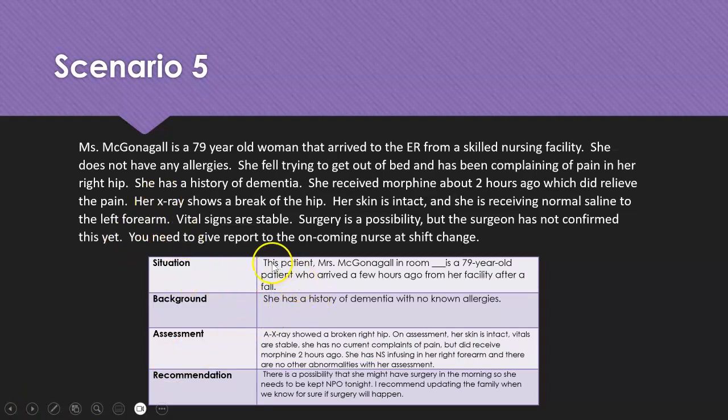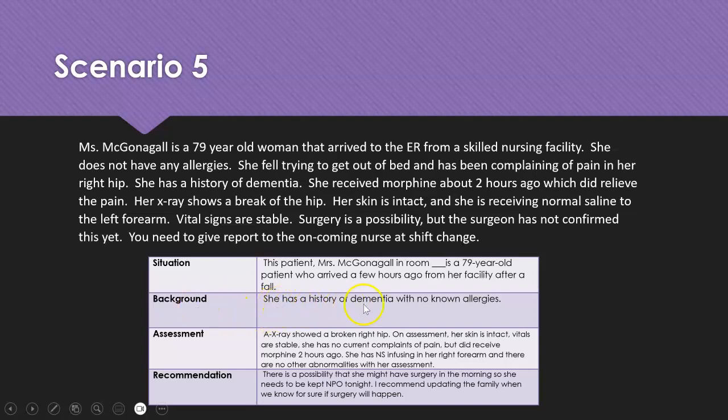Okay, next, this is what you should be reporting to the nurse. This patient, Mrs. McDonald, in room whatever room she's in, is a 79-year-old patient who arrived a few hours ago from her facility after a fall. You're being concise, you're telling them what her situation is. So already they know that she's in a skilled nursing facility. They know what room she's in, what her name is, how old she is, how long ago she came.